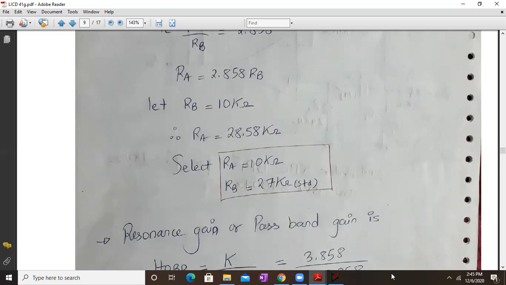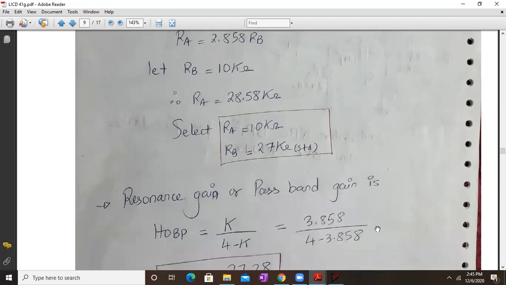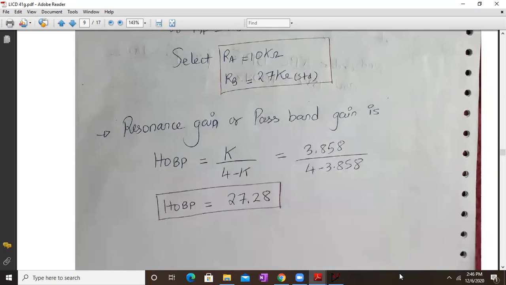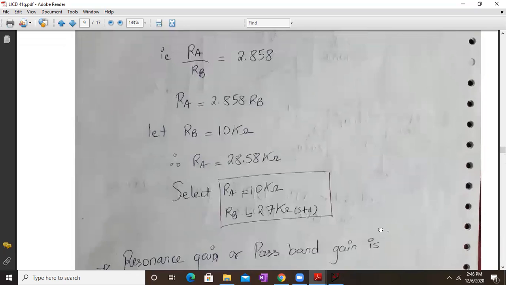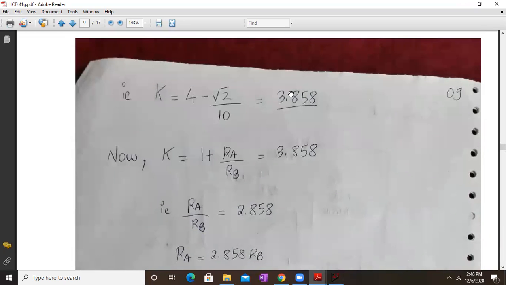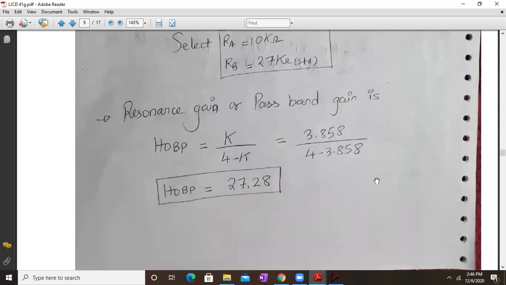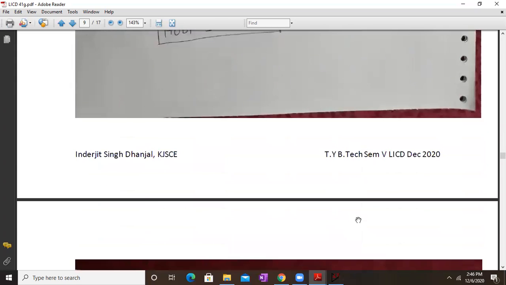Okay. Now the last thing is we need to also find the resonant gain, or the passband gain. So resonant gain is given by K upon 4 minus K. K is 3.858, which we have evaluated over here. So the passband gain will be K divided by 4 minus K. That will come out to be 27.28. That number will be 27.28.